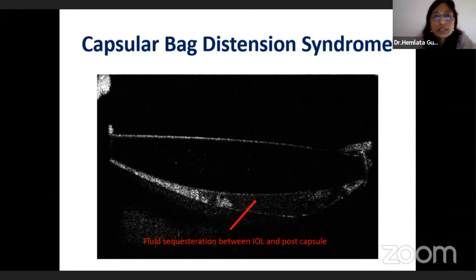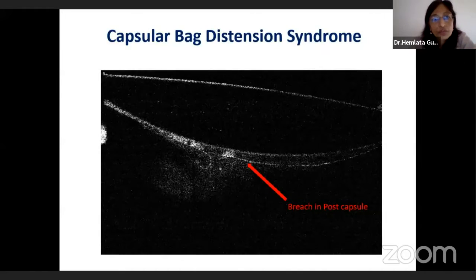This is another interesting case of capsular bag distension syndrome, in which you can see that there is fluid sequestration between the IOL and the posterior capsule. Sometimes if the fluid is milky, you are not able to see where the posterior capsule is because of the haze. In these cases, even a single shot of YAG capsulotomy lets the fluid go into the vitreous cavity, and the patient's myopic shift improves, with improvement in the final vision.